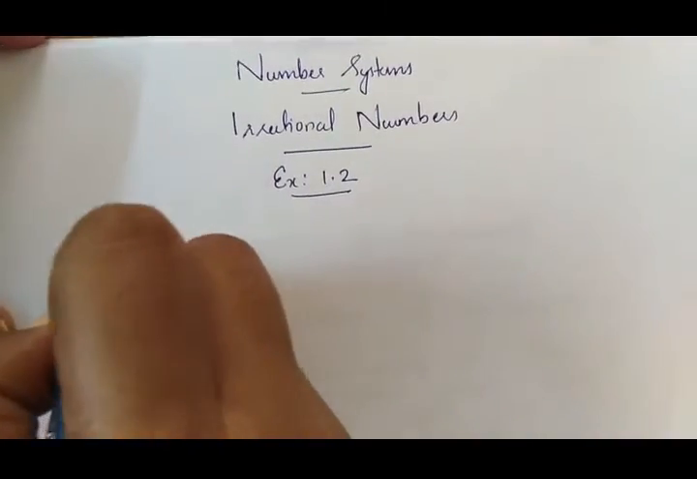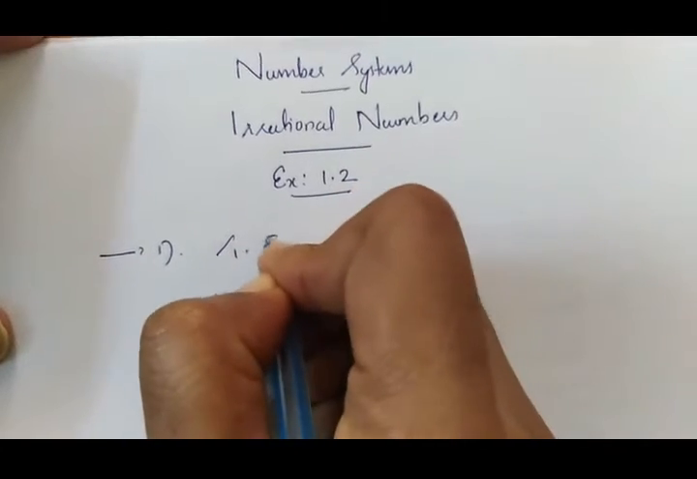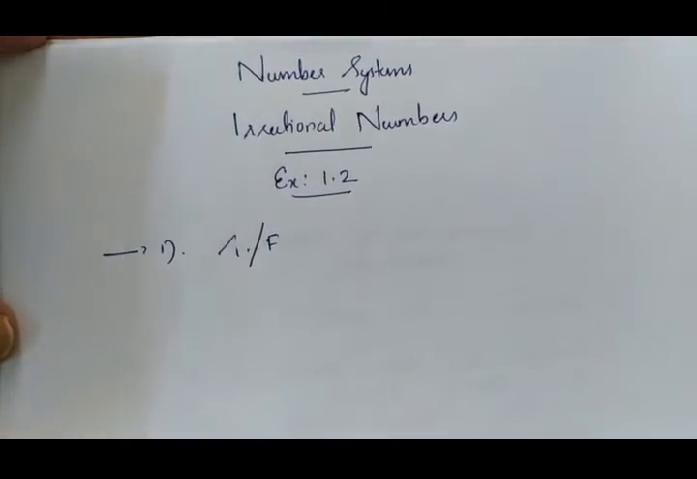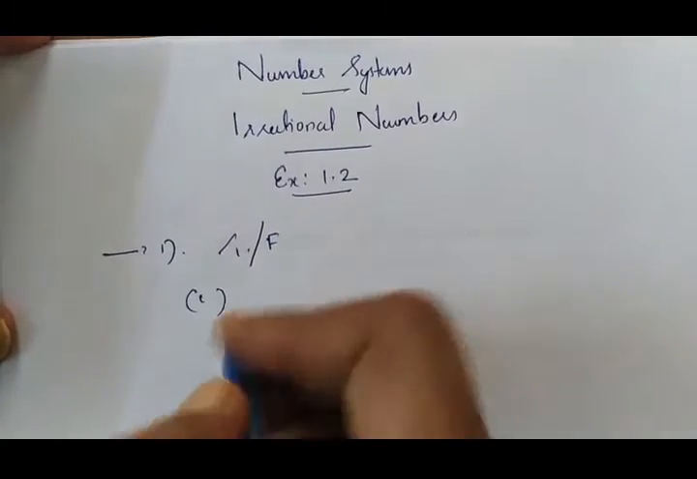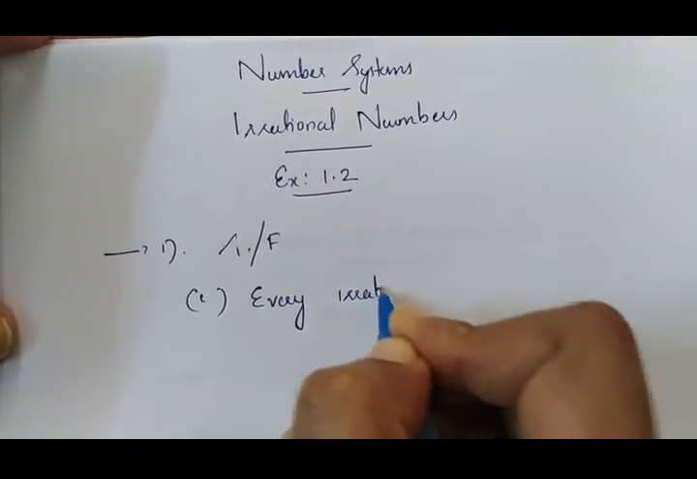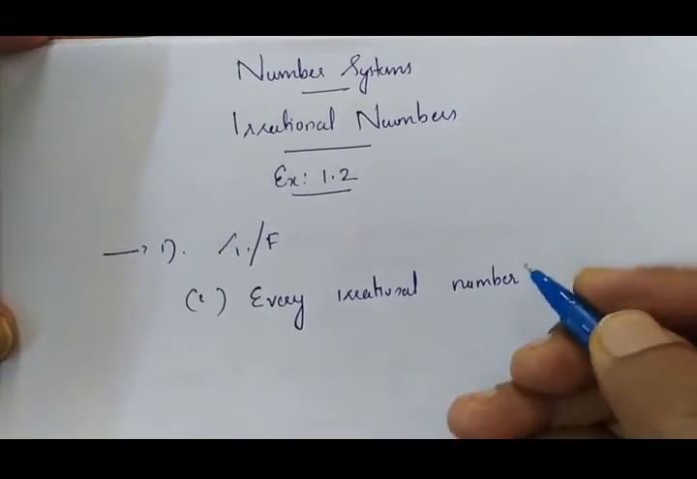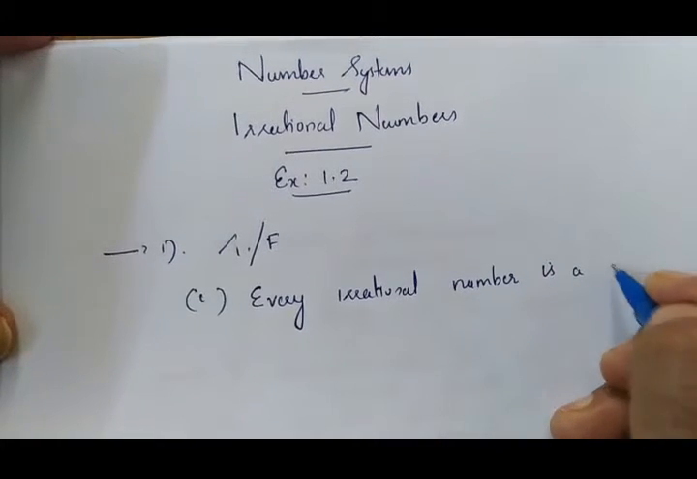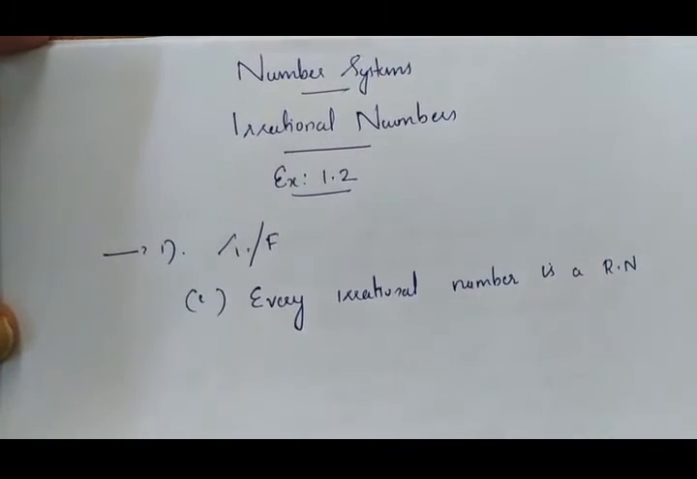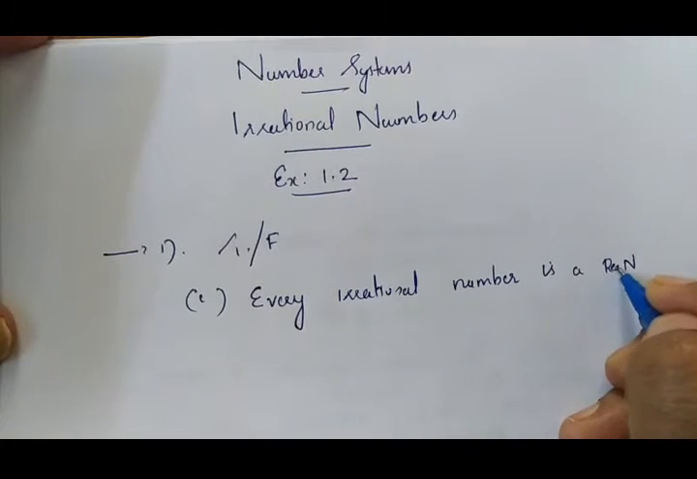The first question is, state whether true or false. First statement is, every irrational number is a real number. Every irrational number is a real number.